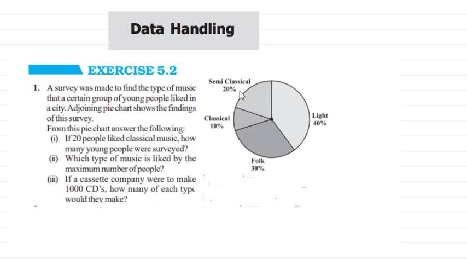In the pie chart you can see that semi-classical is liked by 20% of people, classical music is liked by 10%, folk is liked by 30%, and light music is liked by 40% of people. Now you have a few questions given on the basis of this pie chart.